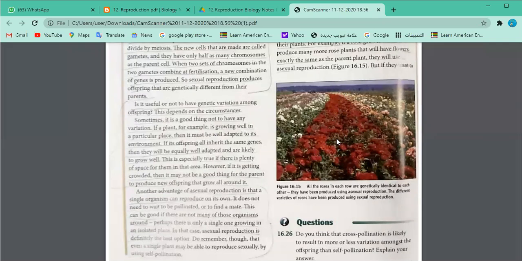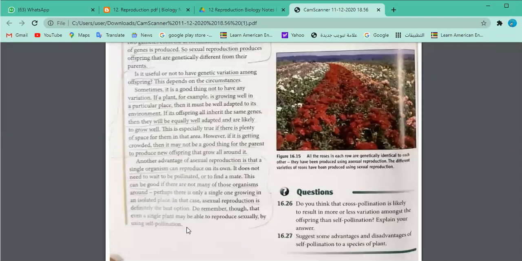So this whole patch, this whole band, is reproduced by asexual reproduction. They just cut a part of the rose plant and plant it, so they grow in a uniform color. But the bad point is that if they are affected by disease, all will be damaged, because they have the same properties. They cannot cope with the disease. They cannot control it because they don't have much genetic diversity. This is one of the disadvantages they have mentioned.